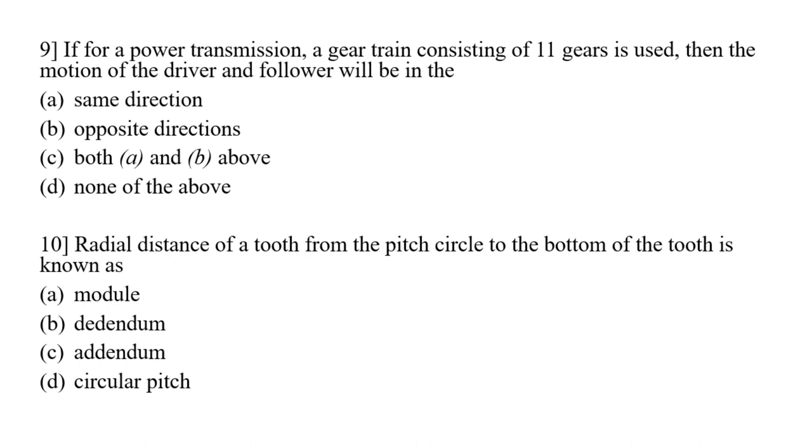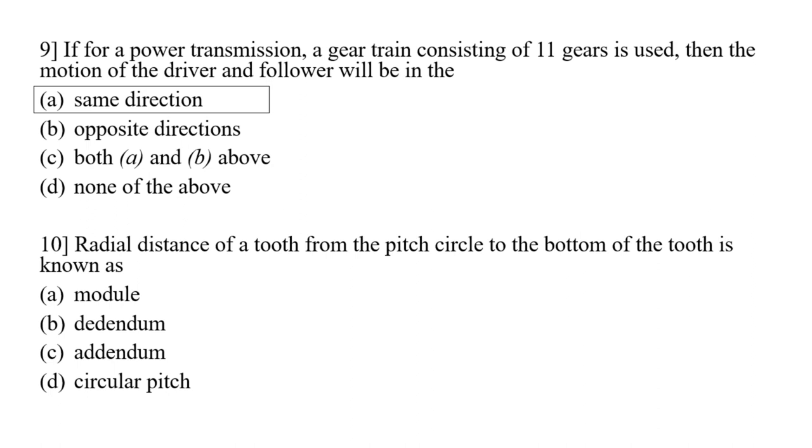Next, if for power transmission a gear train consisting of 11 gears is used, then the motion of driver and follower will be in the same direction, opposite direction, both, or none of the above. If an odd number of gears is used, then the direction will be the same, as we have observed previously. If an even number of gears is there, the direction of rotation of driver and follower will be opposite. If an odd number of gears is there, the direction of rotation of driver and follower will be the same. Remember this.